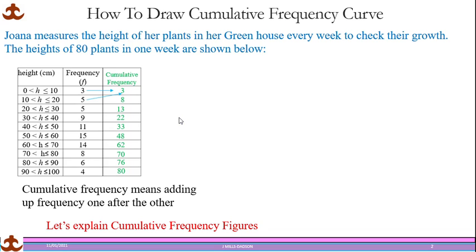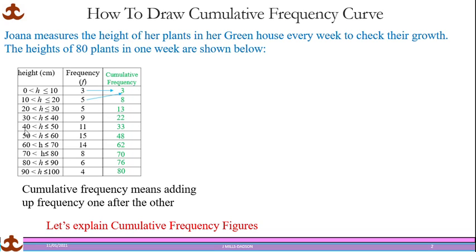Sometimes you may be given a table like this and they will ask you to find out how many plants measured less than 50 centimeters. How many plants measured less than 50 centimeters? You can get your answer from the frequency column or from the cumulative frequency column. I'm going to show you both ways. So how many plants measured less than 50 centimeters?